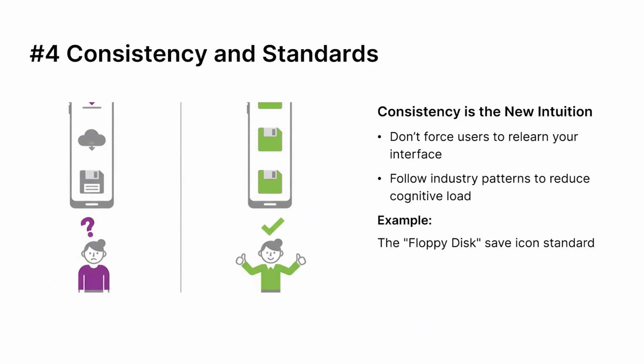Practically speaking, use the same labels for the same actions. Delete everywhere, not delete here and remove there. Keep buttons in the same position across pages and follow platform conventions. Hamburger menu on mobile, drop-down menus on desktop. Consistency might not feel creative, but it's what makes interfaces learnable. Users spend time learning your patterns, respect that effort.